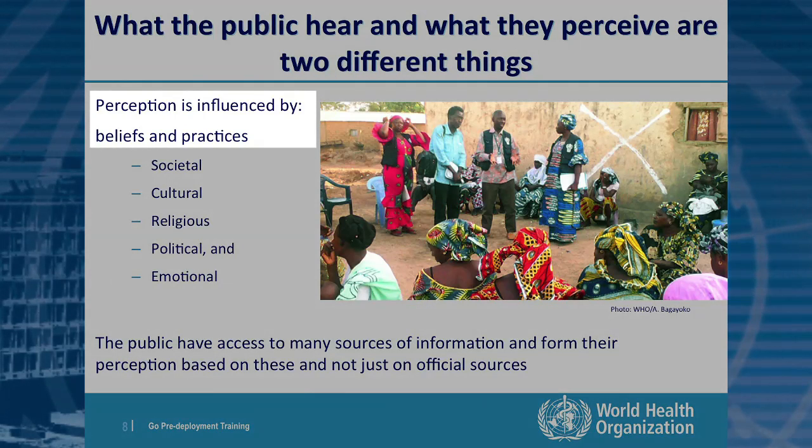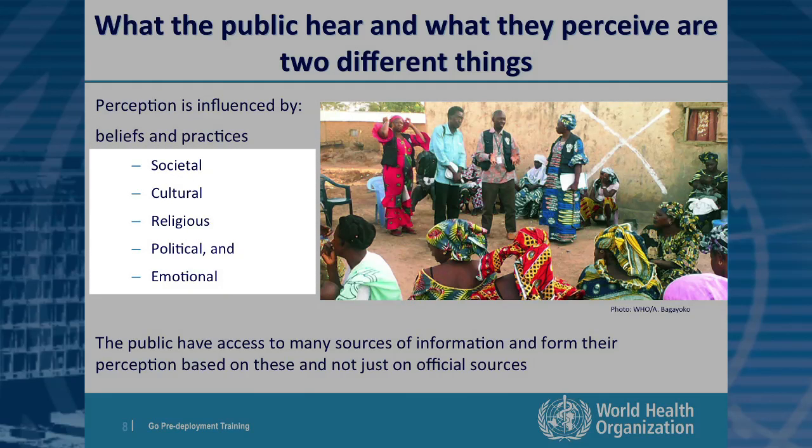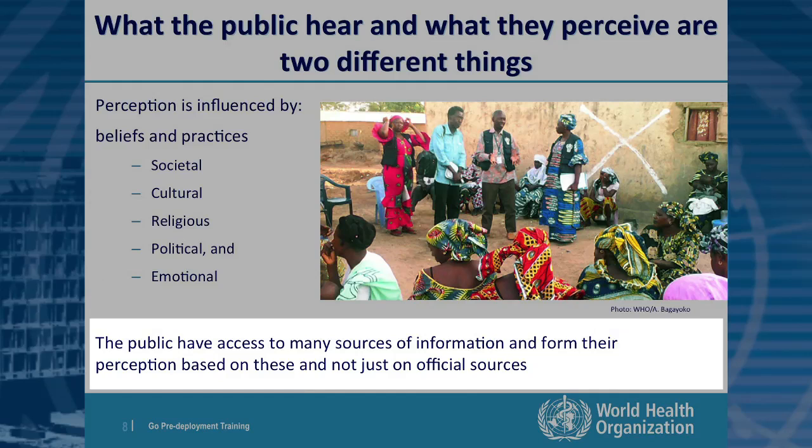Perception, and that goes for you, it goes for me, it goes for those communities affected by Ebola, is influenced by beliefs, traditions, practices. There can be societal reasons for why people believe something: cultural, religious, political, emotional, traditional. The public have access to information from many, many sources, and their perception is based on these and not just on what officials or experts or emergency response personnel say.